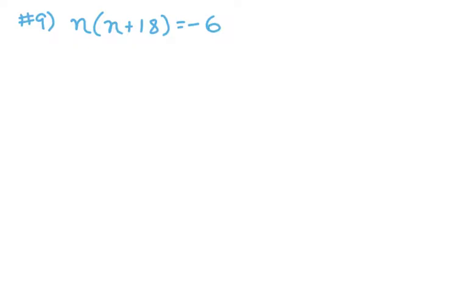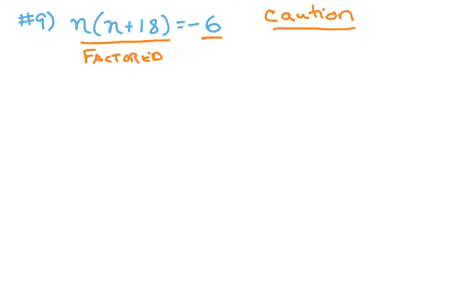Okay, number 9. So, caution. We have to do something first. This is not set up for us to solve because we don't have 0 on one side, even though this is factored. Yeah, you might think that we're ready to go, but this is not 0. So what are we going to do? We have to multiply this out. So the first step is to say n squared plus 18n equals negative 6.